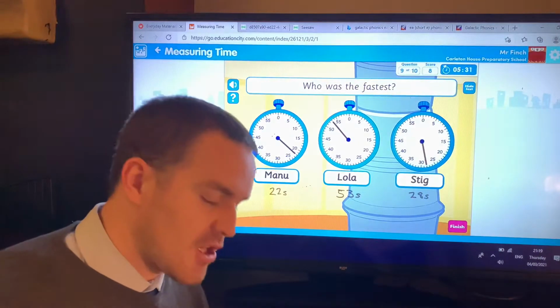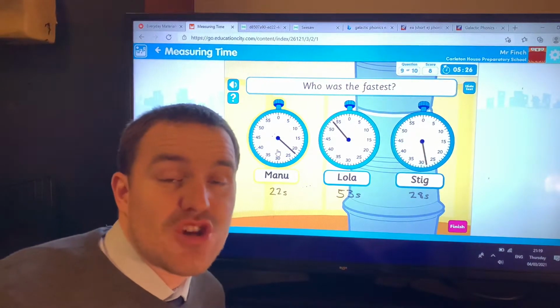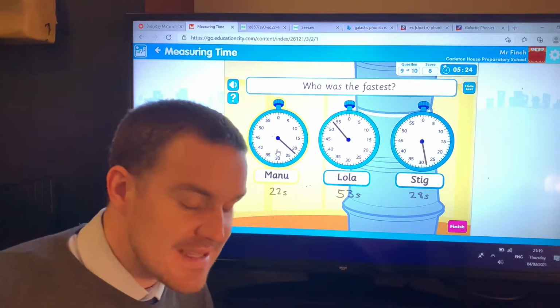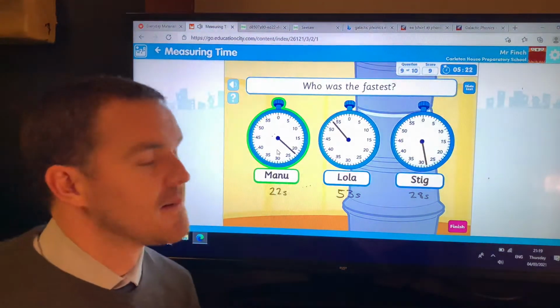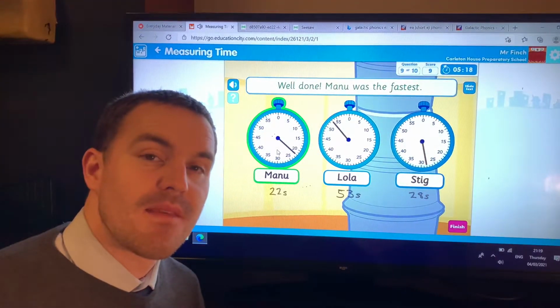I can hear you all shouting at home. 22 is smaller, a smaller number. So Manu did the job in the least time, so he is the fastest this time around, okay? Well done. Manu was the fastest.